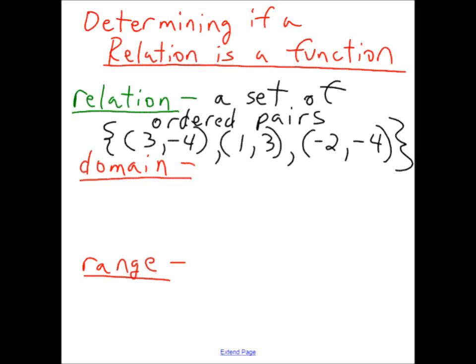We could also make a graph of ordered pairs, or a graph of any type of inputs and outputs. We could have a graph of something. That would also be a relation.